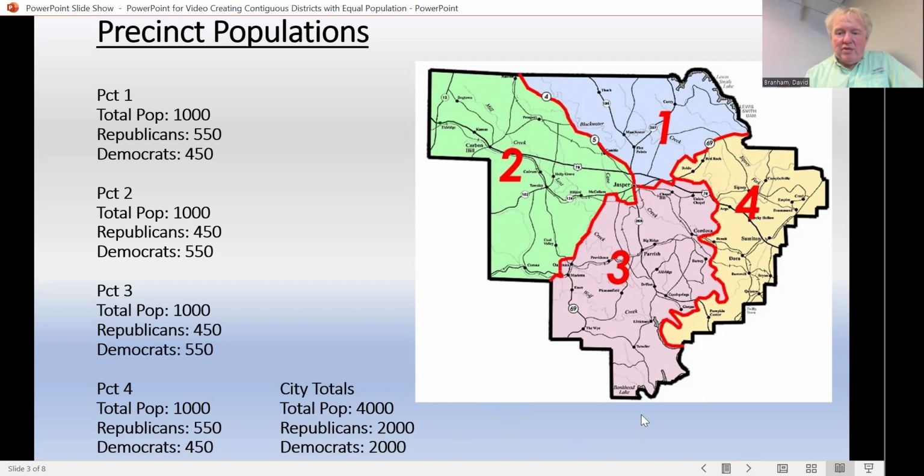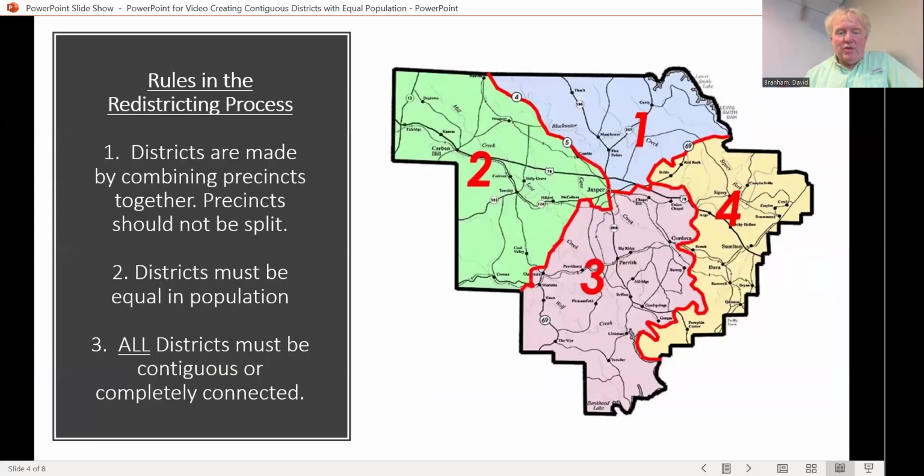So let's go to the next slide. And we'll talk about the rules. So the rules are districts have to be made by combining precincts together. So precincts should not be split, as I said in the previous slide. So you're going to put two precincts together to create a district.